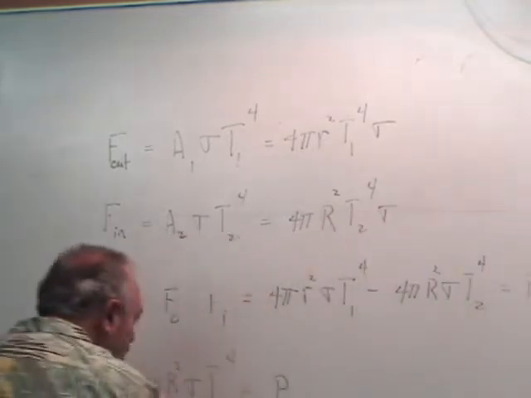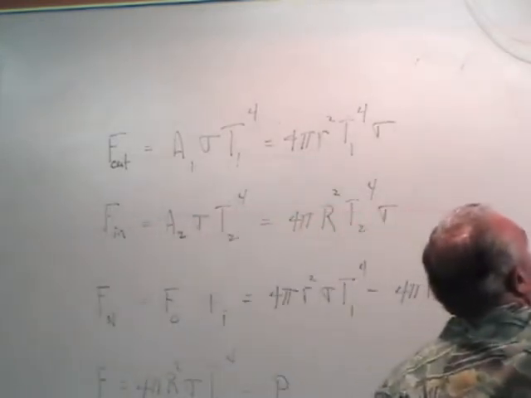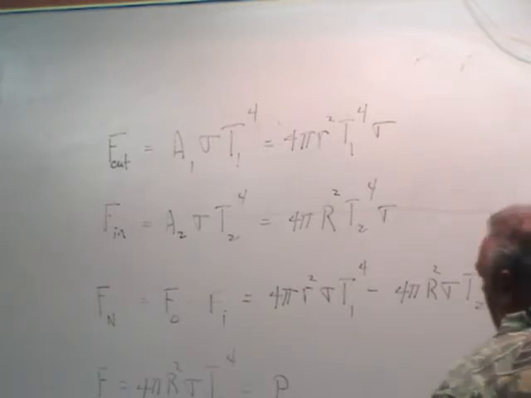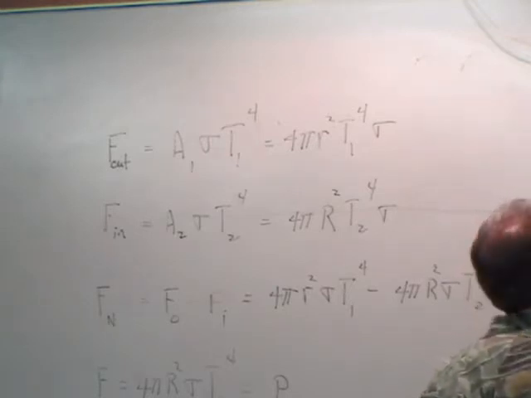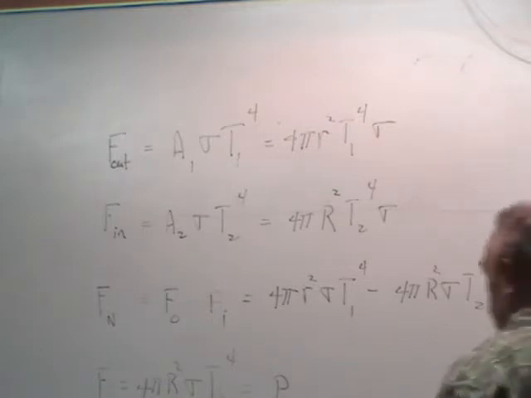Well, I just simply move this to that side and take the 4th root of everything. So we have, it equals the power over 4 pi r squared sigma, and take the 1/4 root like that.